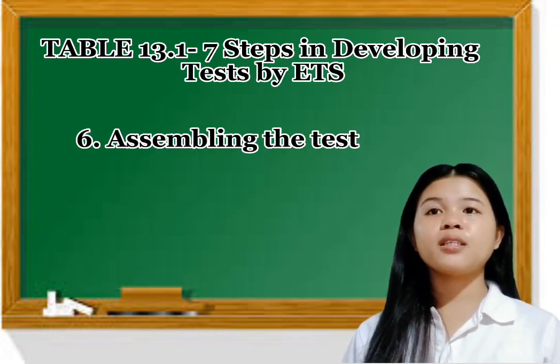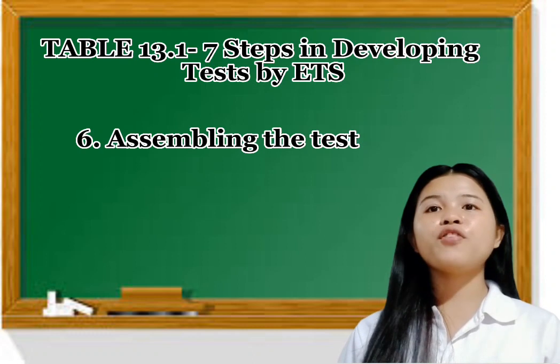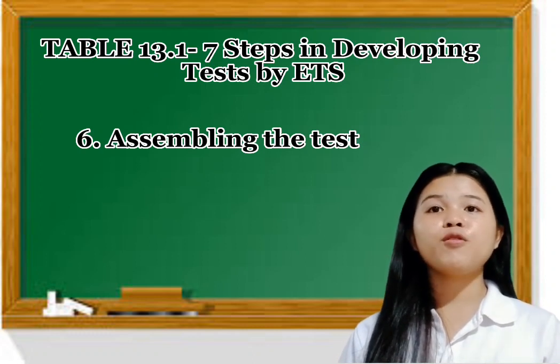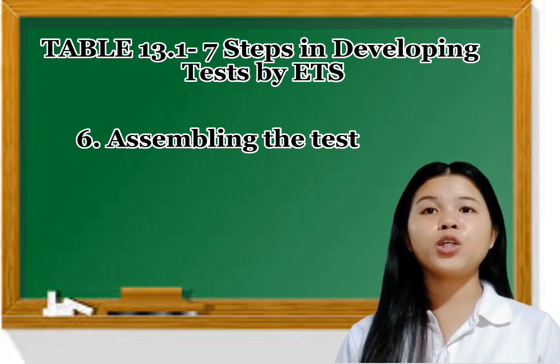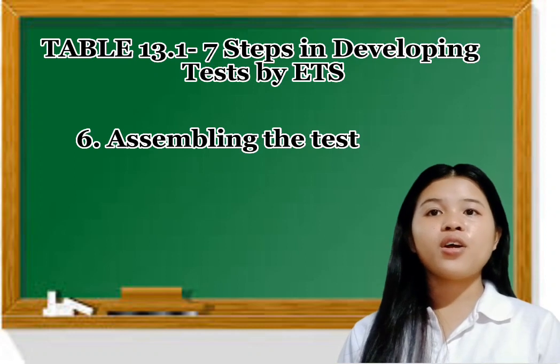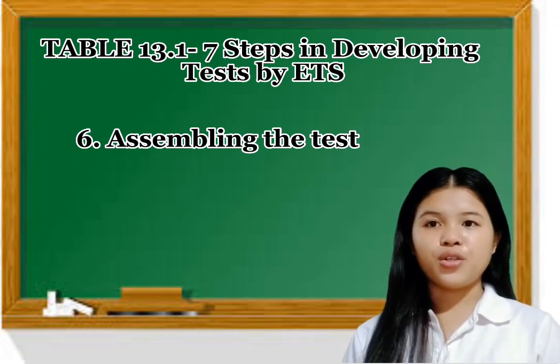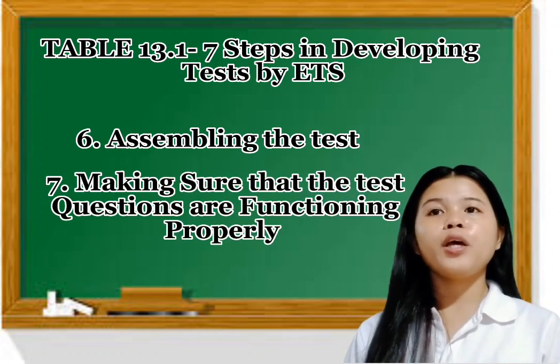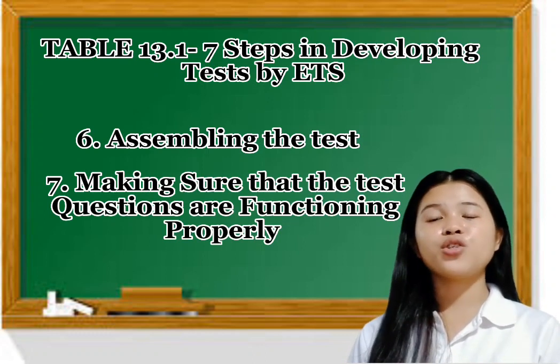Step 6 is assembling the test. After the test is assembled, item reviewers prepare a list of correct answers and compare them with the existing answer keys. Then, are the intended answers indeed the correct answers? The last step is making sure that the test questions are functioning properly.